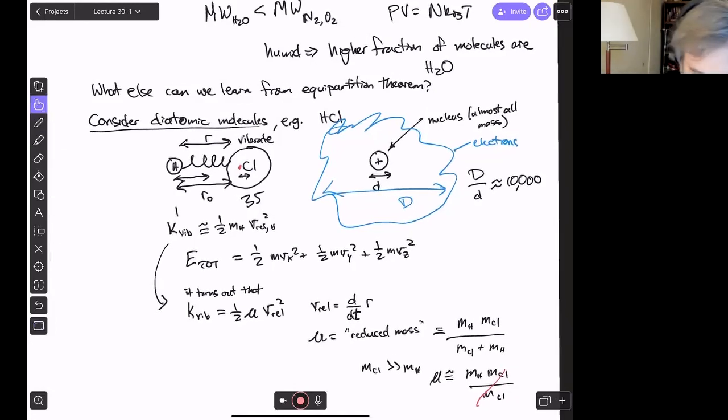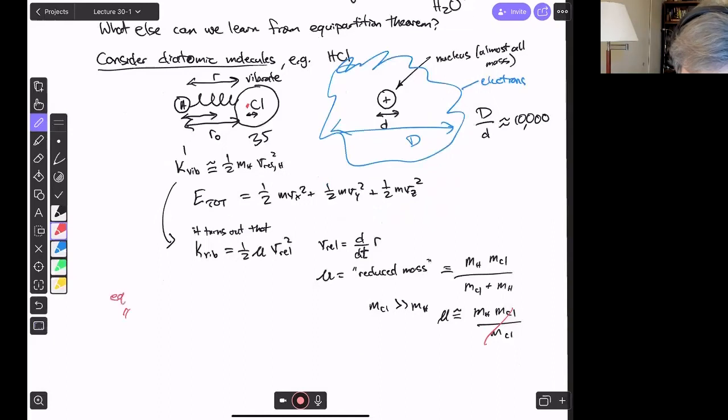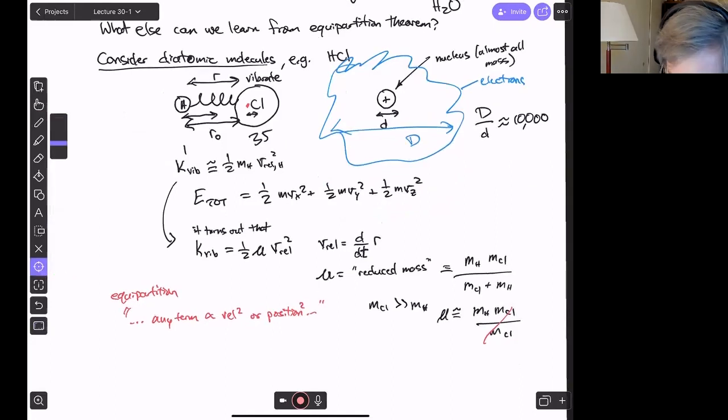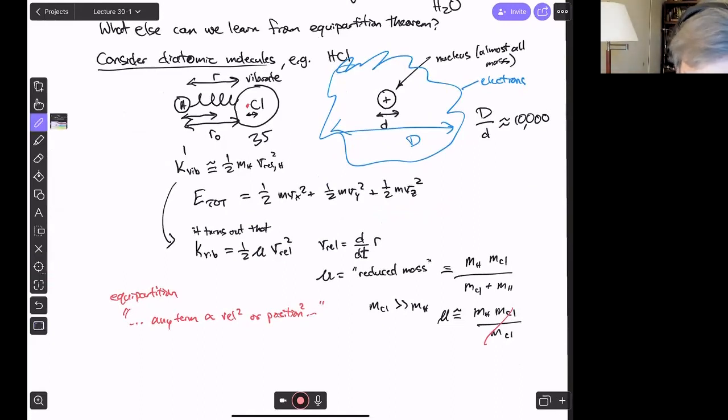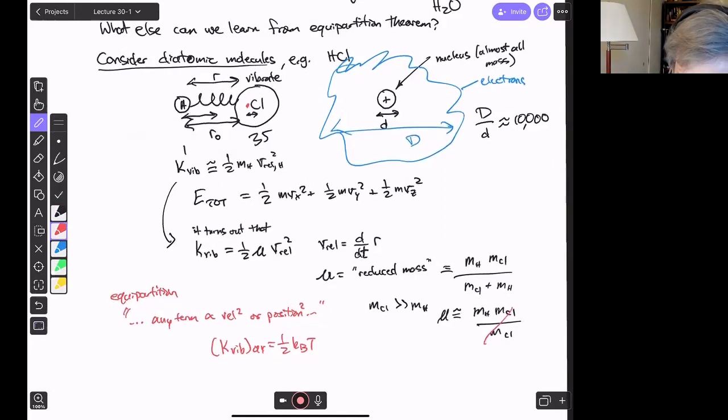However, in terms of the equipartition theorem, I'm going to rewrite for you the critical part of it, which was any term proportional to a velocity squared or a position squared. So this is definitely an example of a velocity squared. And so that means that the average value of this kinetic energy of vibration would, on average, be 1/2 kBT. And so when I'm writing the total energy, I should add in this kinetic energy of vibration, which is 1/2 mu V relative squared.